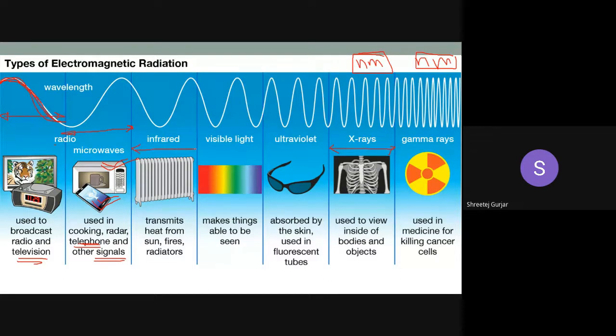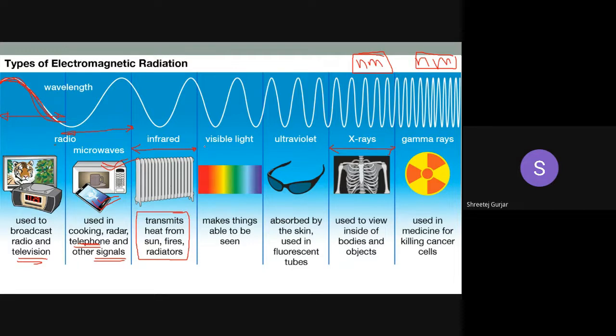Coming to the infrared band, infrared also has a wavelength which is large, but it is smaller than radio waves and microwaves. We know infrared is used for heat. Infrared transmits heat from the sun, fire, and radiators. You might have seen infrared cameras which are used to view at night time.